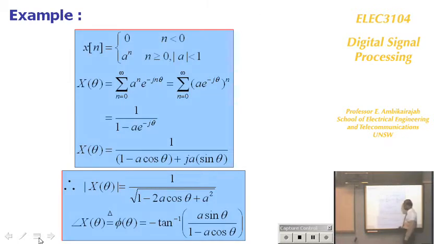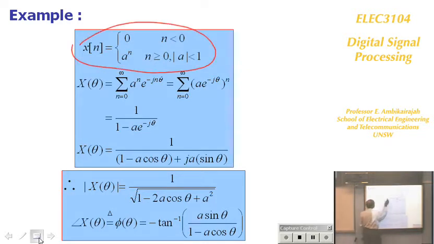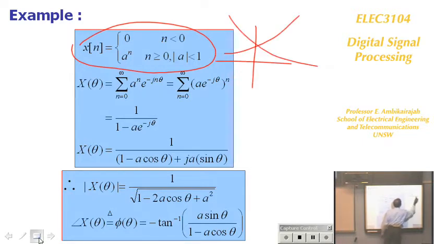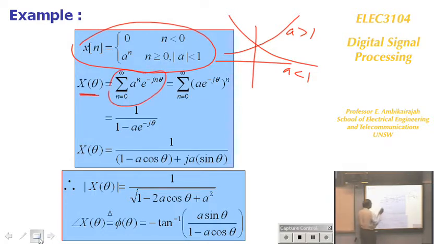So let's take one more example. I have to find the discrete time Fourier transform. Here's the signal given to you. If you plot that, it could be a signal like that or like this, depending on whether a is greater than 1 or a is less than 1. Now if you take this signal and find X theta, use the formula. You go from n equal to 0 because it's 0 when n is less than 0, so your summation starts from n equals 0 to infinity.